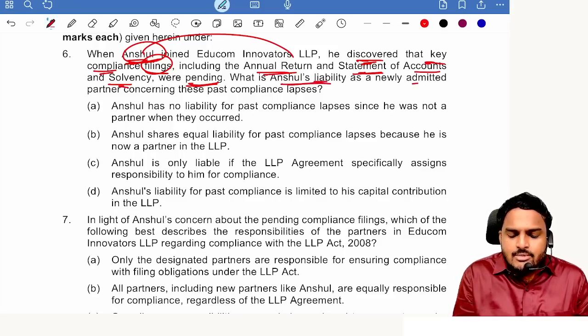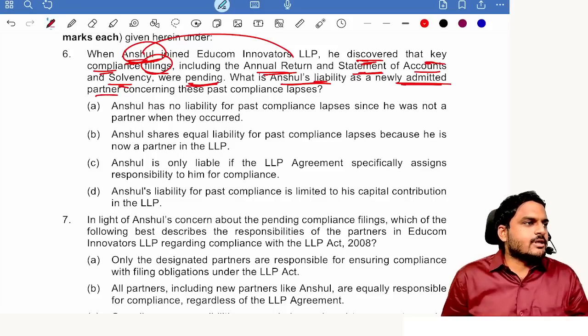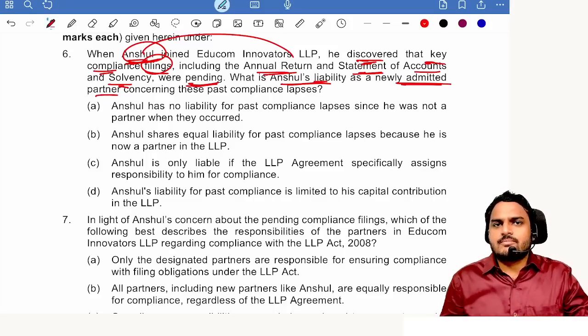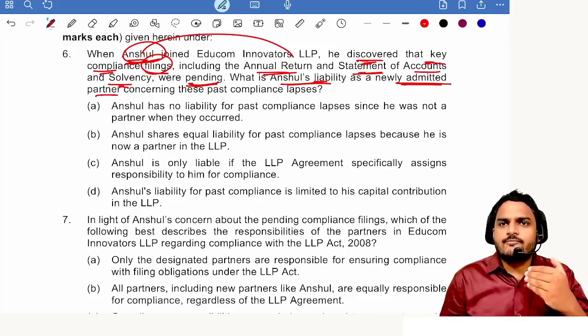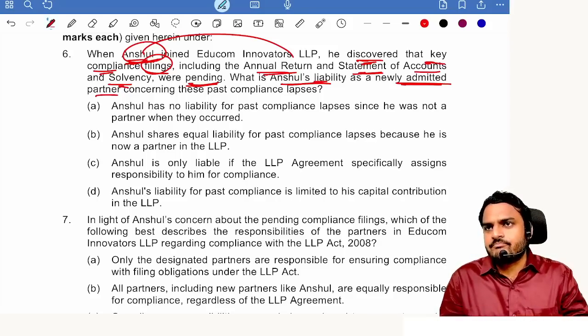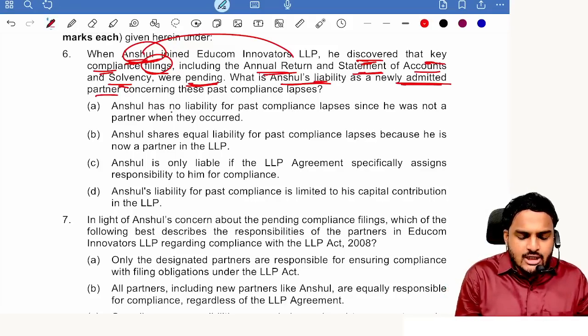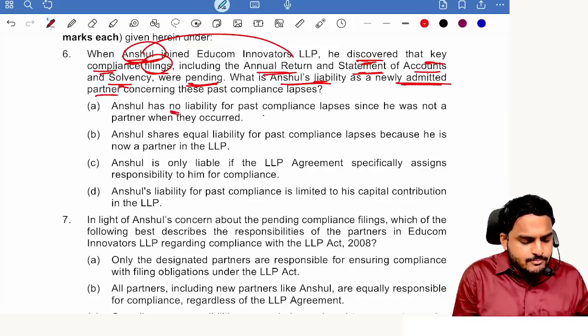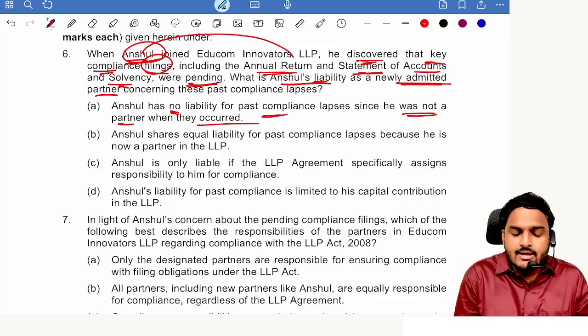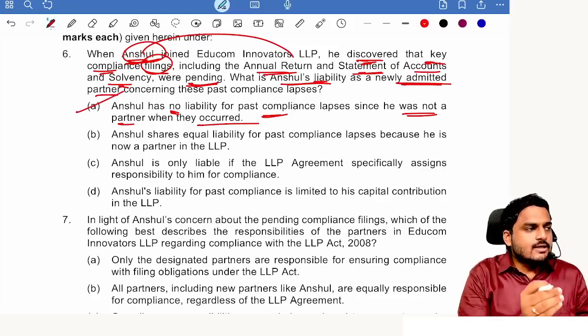What is Anshul's liability as a newly admitted partner? For a newly admitted partner, his liability will begin from the date of admission. His liability with respect to preceding acts will not apply. Accordingly, we'll see options. Anshul has no liability for past compliance lapses since he was not a partner when they occurred. So this is the best option.